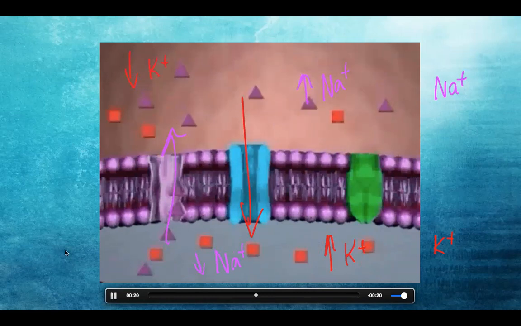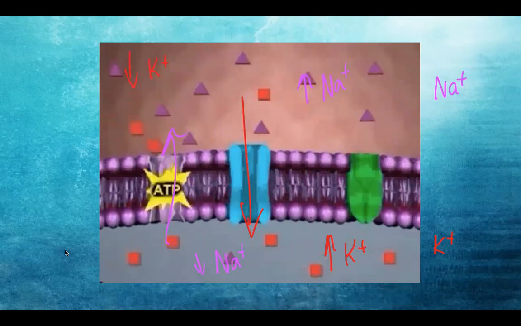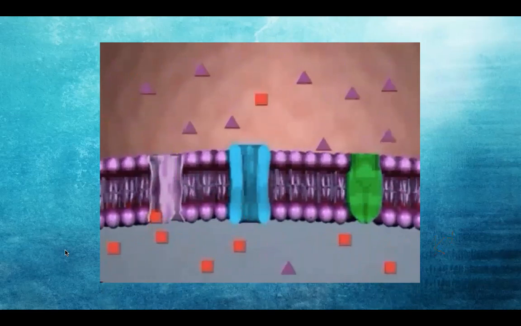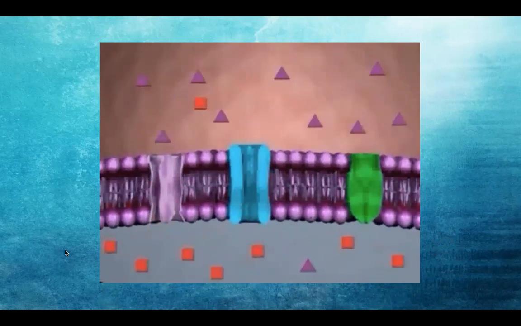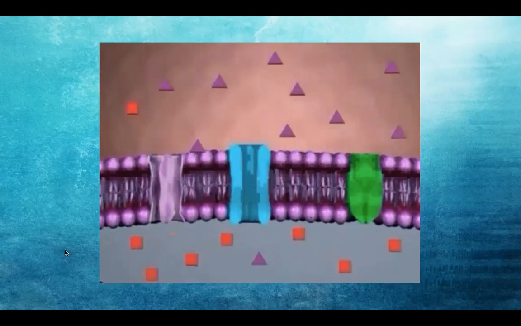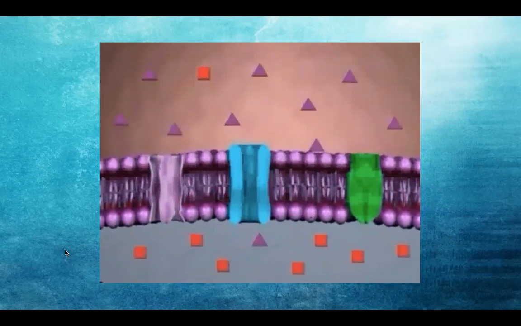The energy needed to operate a sodium-potassium pump comes from a molecule called ATP. Notice that the sodium-potassium pump moves sodium ions and potassium ions in opposite directions. The pump moves sodium ions out of the cell and potassium ions into the cell.